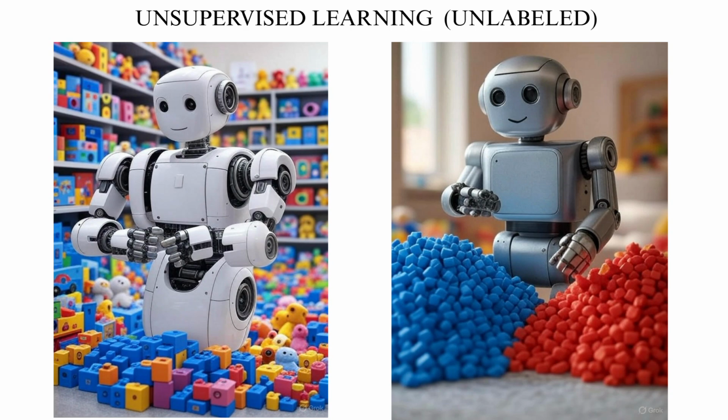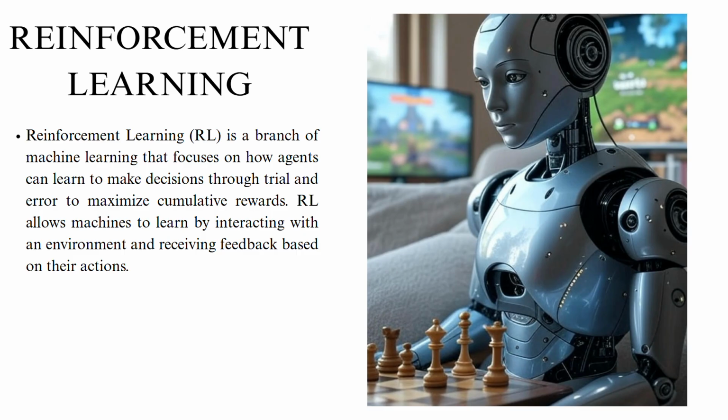Then comes the next learning, that is reinforcement learning. This is like learning by playing a game. The robot is trying something, and if it gets it right, it gets a reward. If it makes a mistake, it tries again next time.